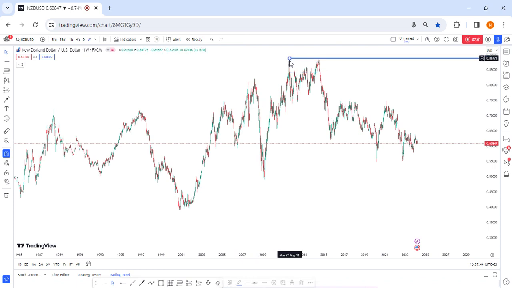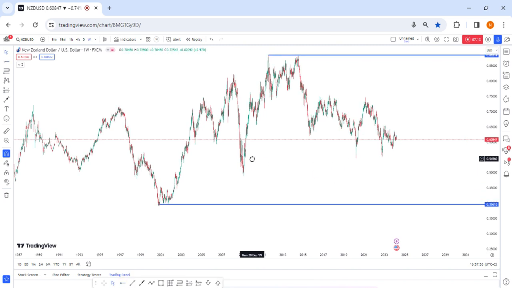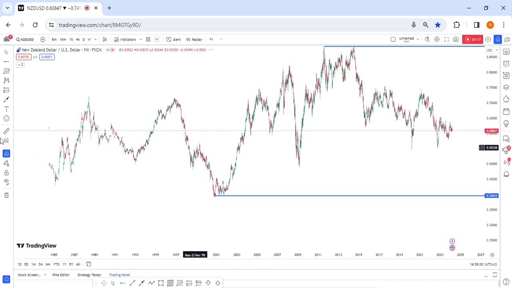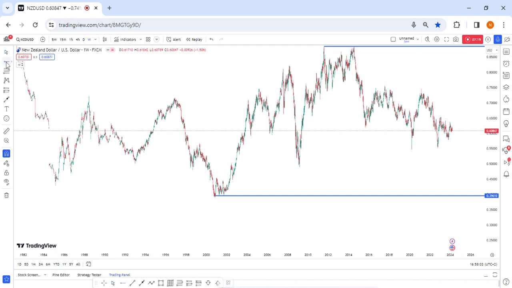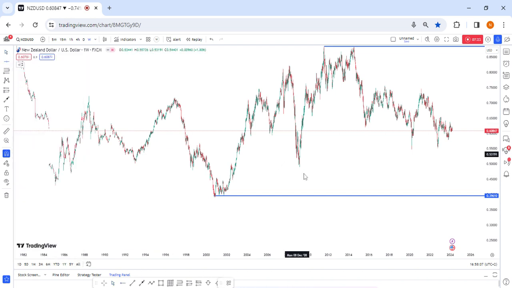Sorry guys, me and my perfectionist self, and then this will be the lowest low so far. Okay, now we want to find valid support and resistance levels. So this is what I'm going to do. I'm going to look to the left.